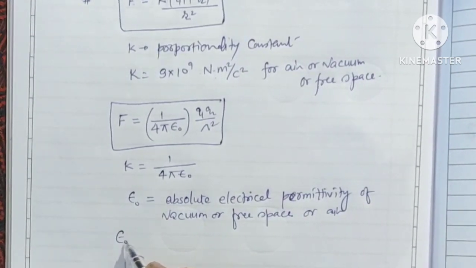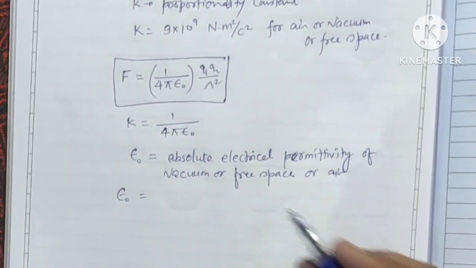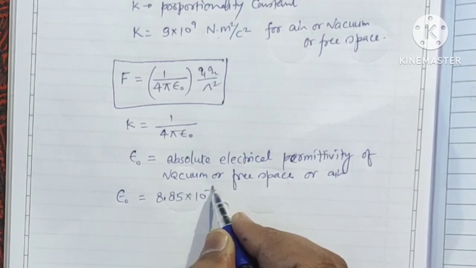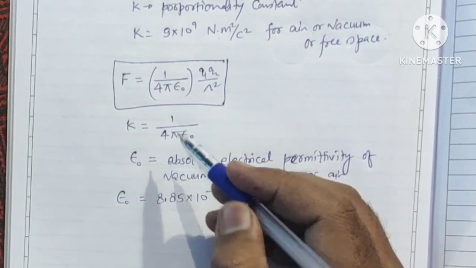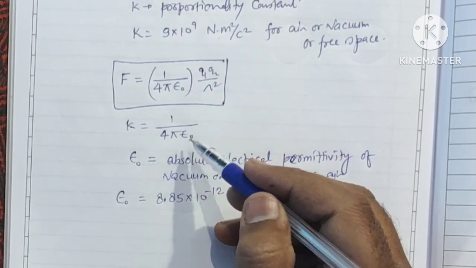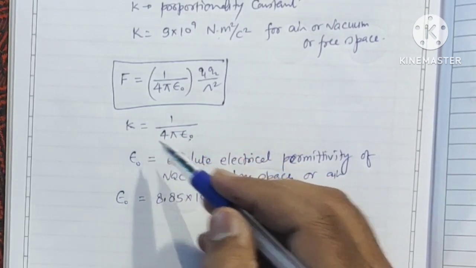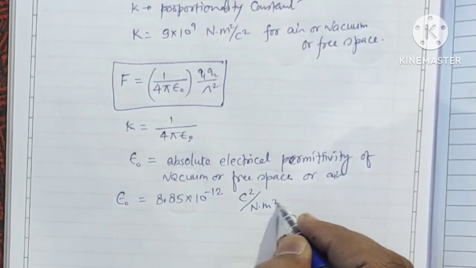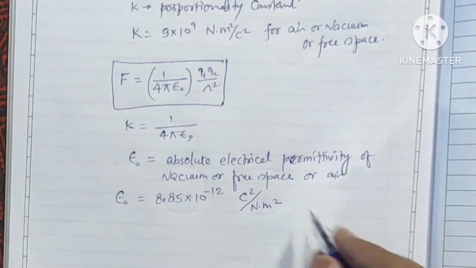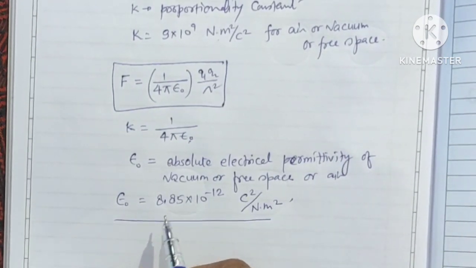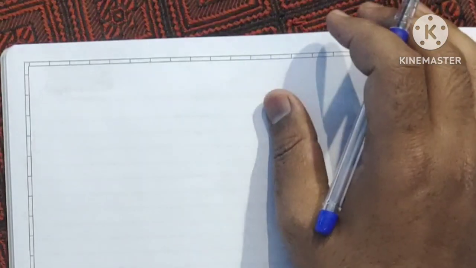Its value for vacuum, free space or air is 8.85 into 10 raised to power minus 12. And because this is in inverse relation with K, I can write the unit of epsilon naught as the reciprocal of the unit of K, Coulomb square per Newton meter square. Alright, so this is all about Coulomb's law. Now let's take a few illustrations based on Coulomb's law.